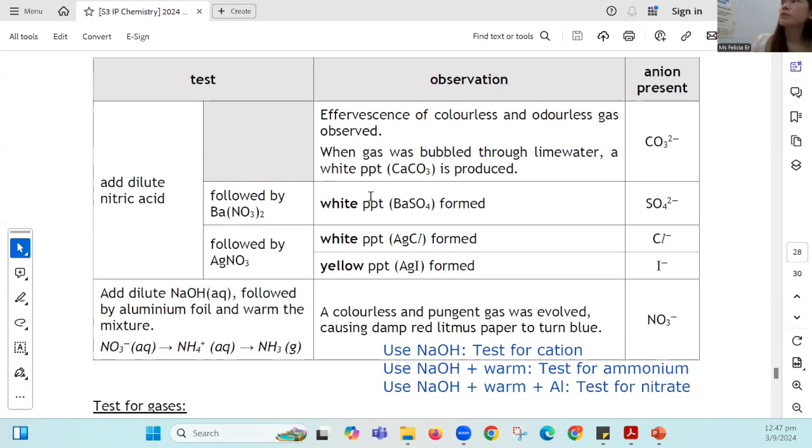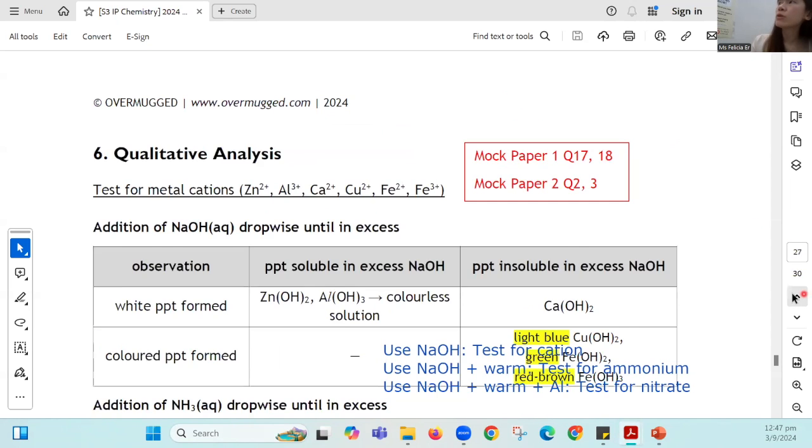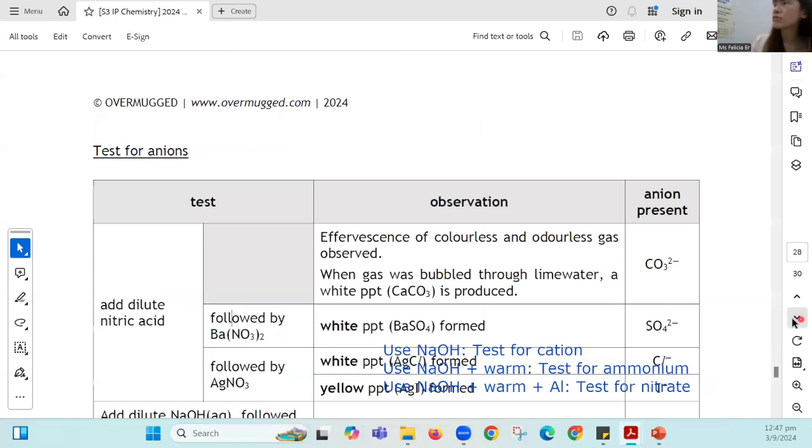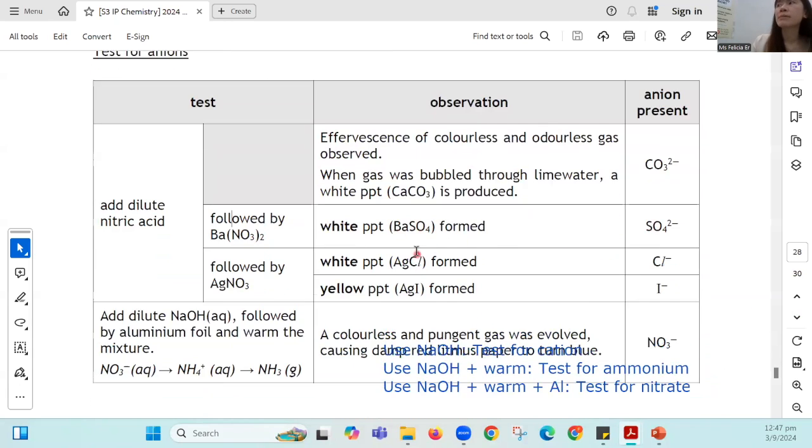So for example, if you want to test, okay, this one you all should know, right? This one is the acid plus carbonate equation. So for example, how do I know if sulfate is present? You follow the solubility table. For sulfate, you need to form either barium sulfate, calcium sulfate, or lead sulfate. Out of these three, which should I choose? This time around, they choose barium sulfate.